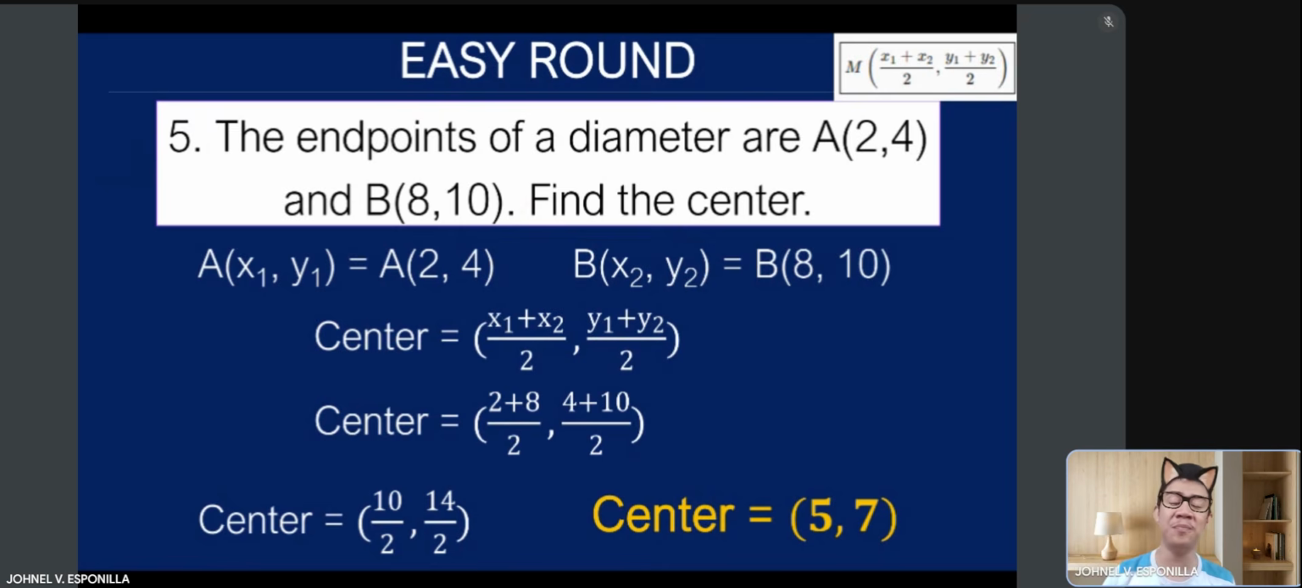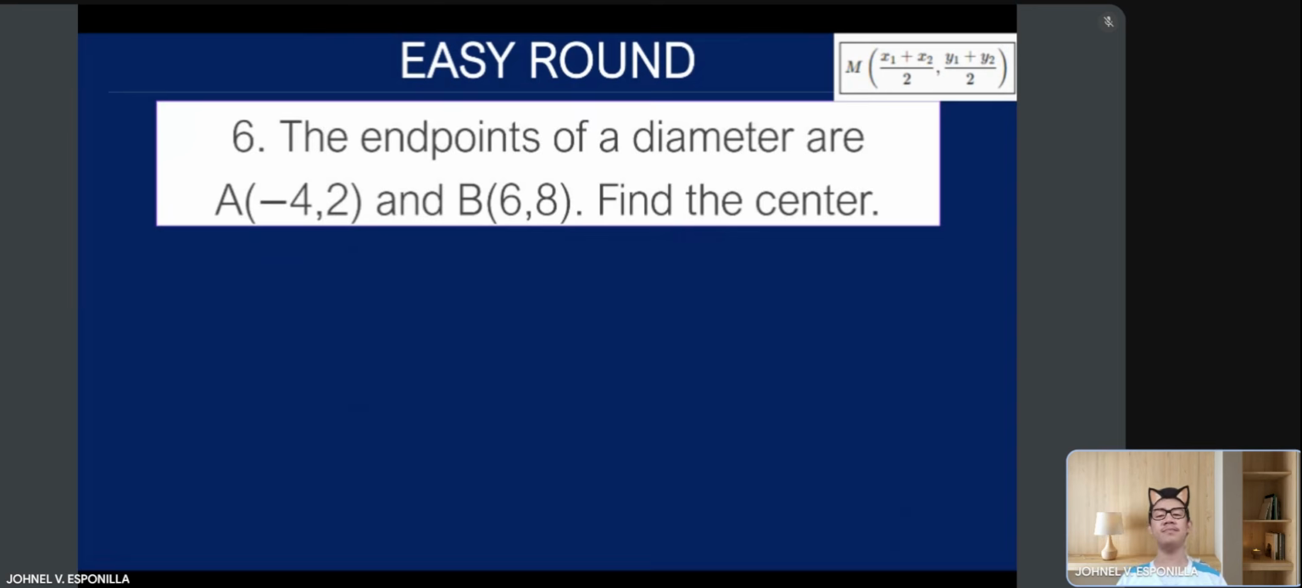Okay? Now, try nyo po yung number 6. So number 6, the endpoints of a diameter are negative 4, 2, and 6, 8. Find the center. 10 seconds, kaya yan. Go. So again, i-add lang po yung dalawang x, and then over 2. Ganun din po si y. I-add yung dalawang y, and then over 2 tayo. And that is your center.